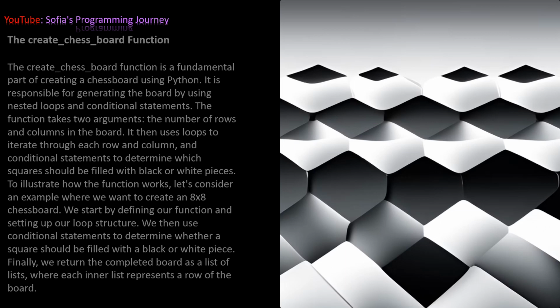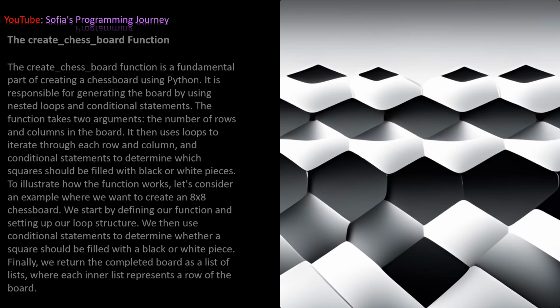The create chessboard function is a fundamental part of creating a chessboard using Python. It is responsible for generating the board by using nested loops and conditional statements. The function takes two arguments, the number of rows and columns in the board. It then uses loops to iterate through each row and column and conditional statements to determine which squares should be filled with black or white pieces.